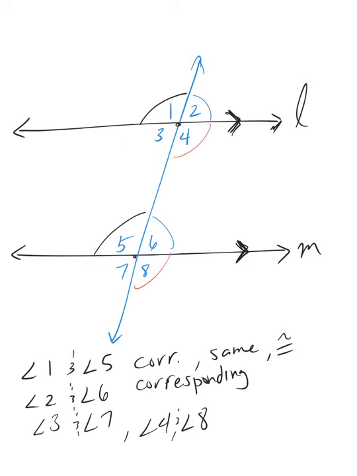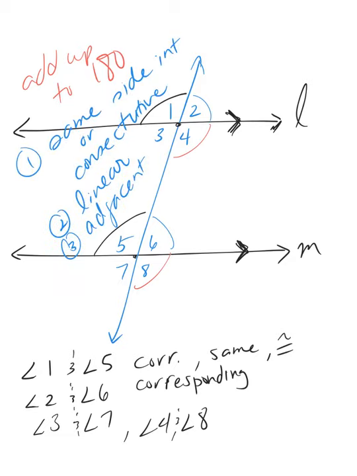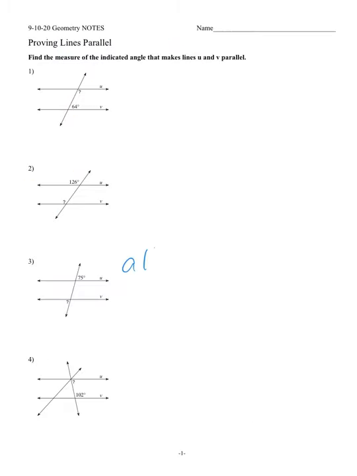What two types of angles add up to 180? 3, 5. Yeah, this one's alternate exterior, so what do you know? They're congruent. Oh, it equals 75. Yeah, so the angle is 75 degrees. You're done.